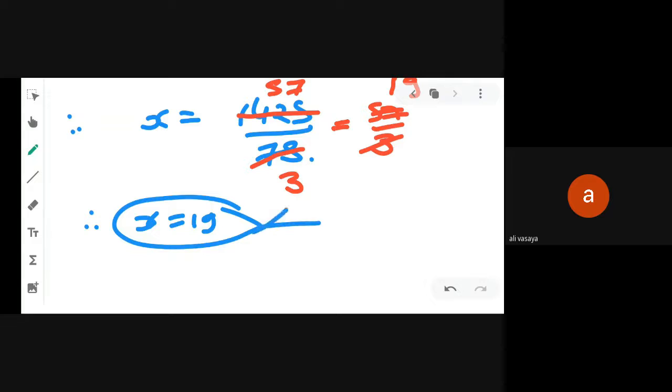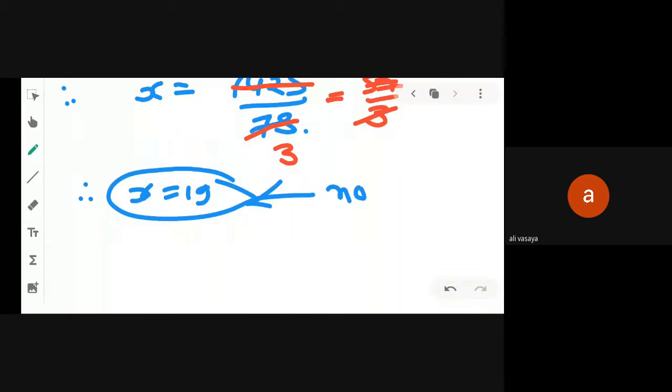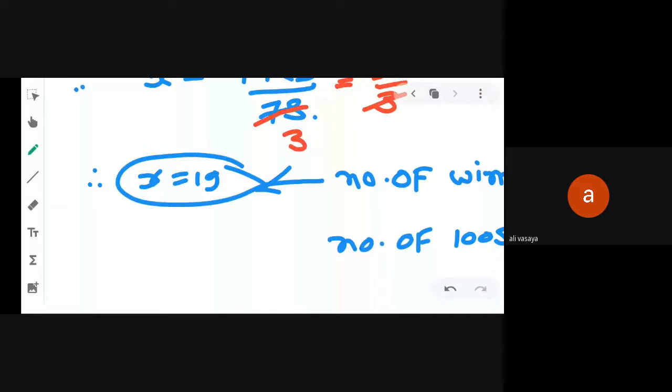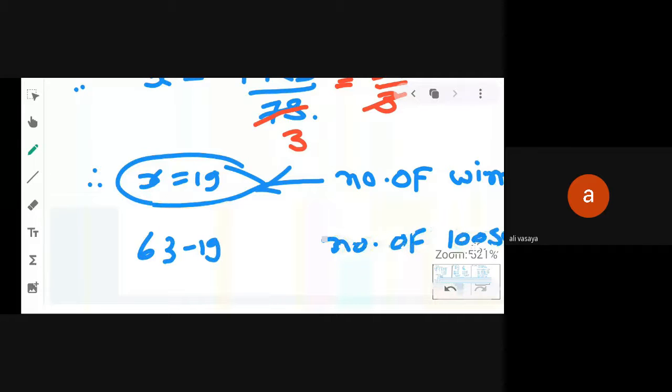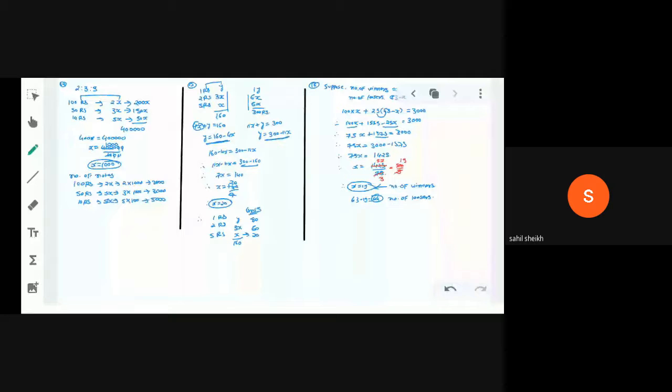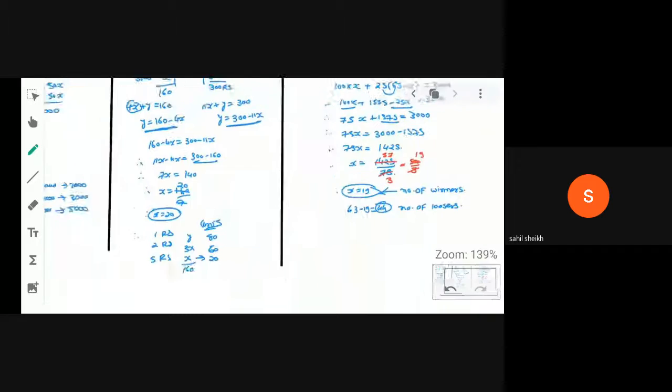It means the number of winners is 19, and the number of losers are the remaining students. So remaining students means it is 63 minus 19. So what is the answer? 63 minus 19, 44. So 44 students are losers. Clear all of you? Yes.